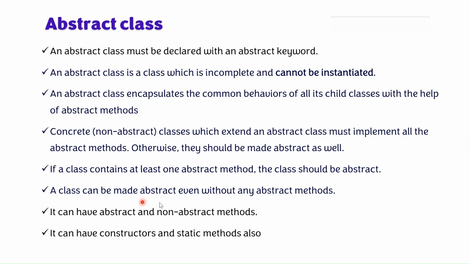A class can be made abstract even without any abstract methods. It can have abstract and non-abstract methods also. Abstract classes consist of abstract methods and non-abstract methods. It can have constructors and static methods also. These are the important points regarding the abstract class.